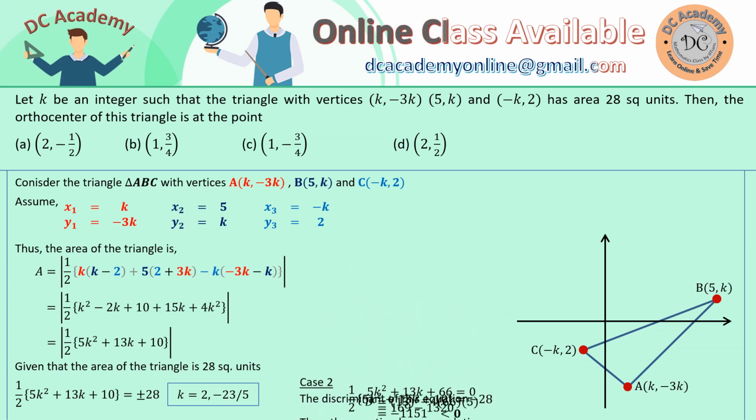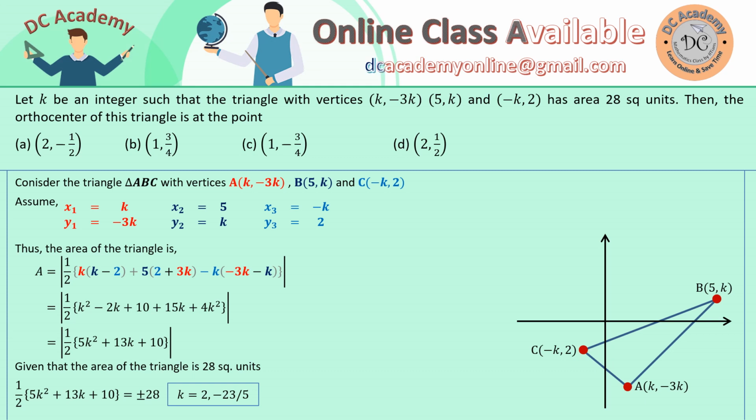So therefore in this case, it's become meaningless. Here we see that the values of k will be either 2 or minus 23/5. But in this particular problem, it is mentioned k is an integer. So as k is an integer, the only acceptable value of k will be 2. So we have to ignore the minus 23/5 value. Okay, that's it. So let's proceed further.